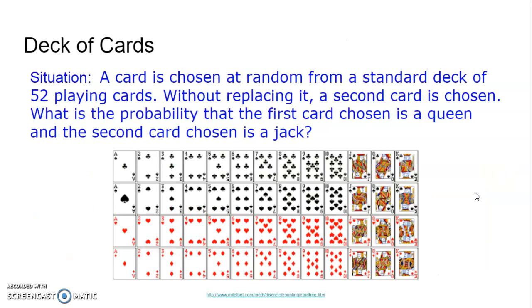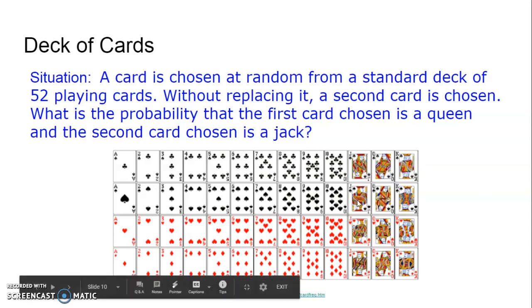Here's another situation that often comes up in probability questions. I've found this picture that lays out the entire deck of cards. You can see you've got 4 cards of each suit: clubs, spades, hearts, and diamonds. And then you've also got 4 of each of the royal cards right here. This is what we're going to be paying attention to.